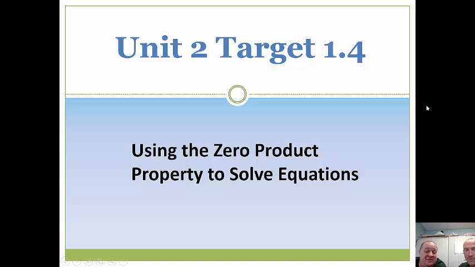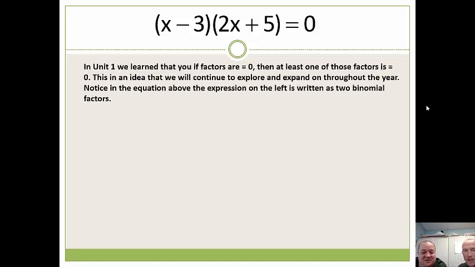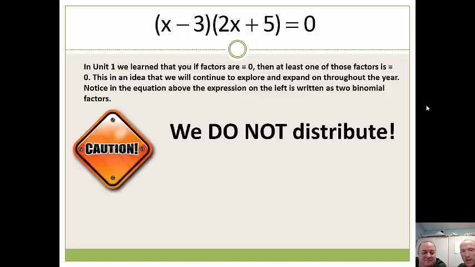We're going to move on to our next target, and this is going to be using the zero product property to solve equations. As you can see up at the top, we had something that you might have remembered from Unit 1. If not, we'll review a couple of the concepts. The zero product property says if one factor is equal to 0, then we can have the equivalent equation, trying to isolate that variable and get it by itself, and this time we'll have two binomial factors.